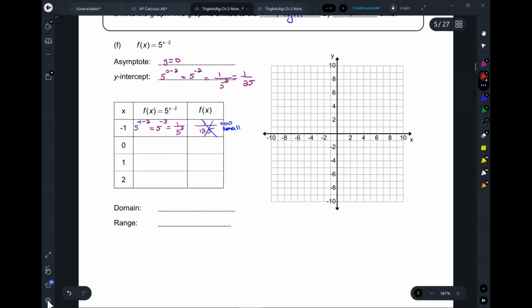When x is 0, I did that one already. I got 1 over 25. I'm not crazy about that number either, but whatever. It's the y-intercept. That's an important point. Let's do the next one. 5 to the 1 minus 2, 5 to the minus 1, 1 over 5. When x is 2, 5 to the 2 minus 2, 5 to the 0, I get 1.